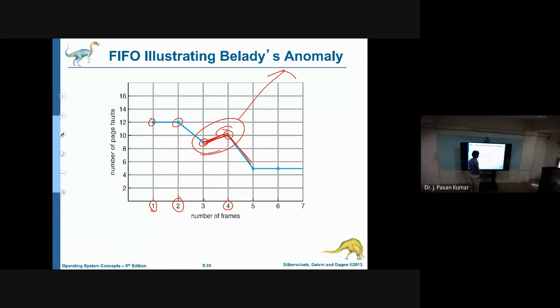Belady's anomaly. Got it? In which page replacement algorithm will we get it? In the FIFO page replacement algorithm, we will have this Belady's anomaly. Got it?